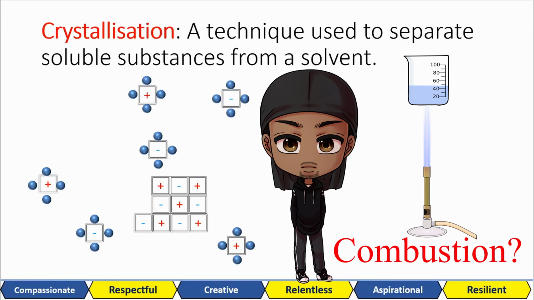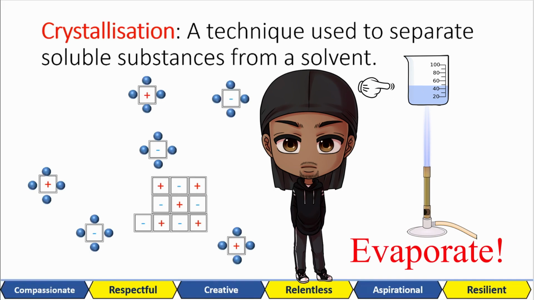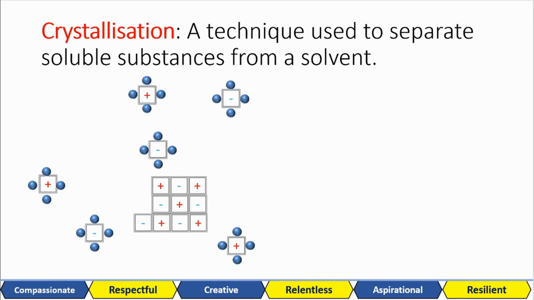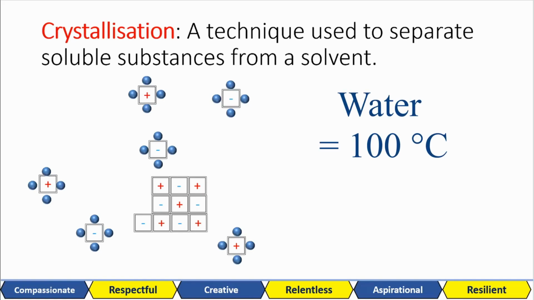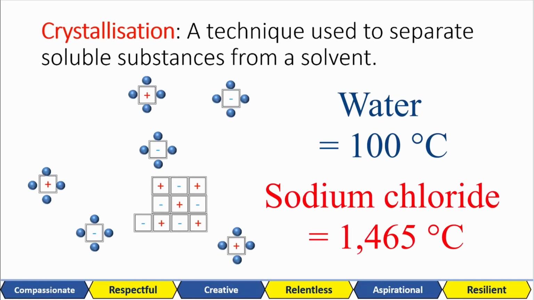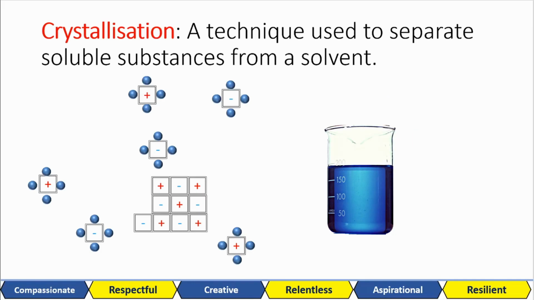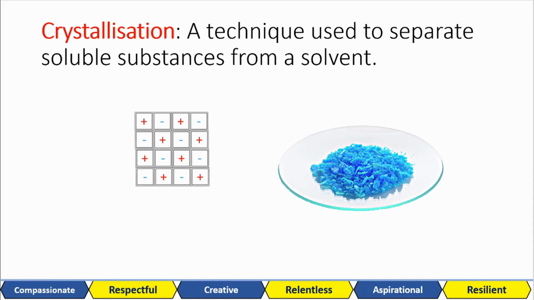Oh, we need to evaporate the thing. Now you've got it. Water has a boiling point of 100 degrees Celsius. Virtually all salts have a higher boiling point than this. That means that if we heat up the salt and water mixture, we will evaporate the water and the solution will become saturated again, and that will leave the salt behind as it crystallizes.